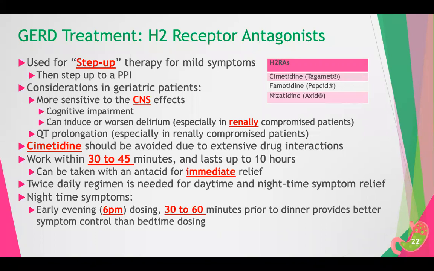But again, these medications are on the Beers criteria, and our older patients will be more sensitive to those CNS side effects. But they do work within 30 to 45 minutes, and they can last up to 10 hours. They can be taken with an antacid if immediate relief is needed for heartburn. Twice daily regimens will be needed for daytime and nighttime symptom relief. Of course, we do have specific timing for doses. If they have nighttime symptoms, early evening dosing around 6 p.m., specifically 30 to 60 minutes before dinner, is recommended, and this has been shown to provide better symptom control than bedtime dosing.